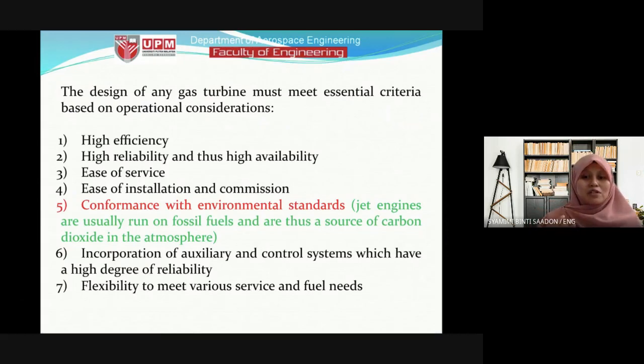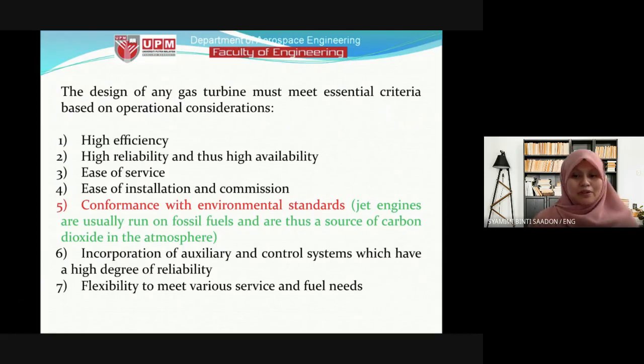Incorporation of auxiliary and control systems which have a high degree of reliability. So the design of a gas turbine engine has to also consider the control system. But here in Propulsion we are not going to discuss that. I just want to tell you that the control system is also important to be taken into consideration in the design of a gas turbine engine. And the last one, flexibility to meet various service and fuel needs.